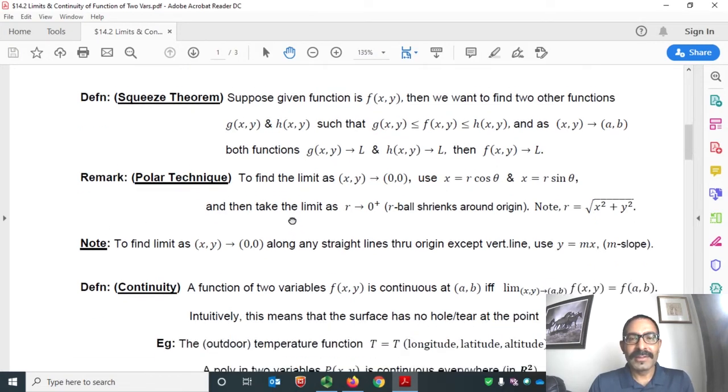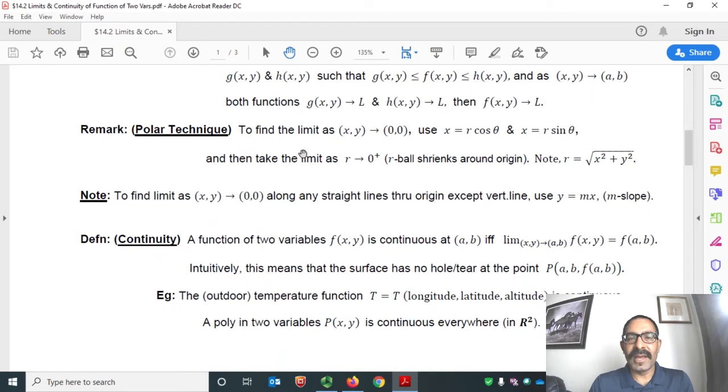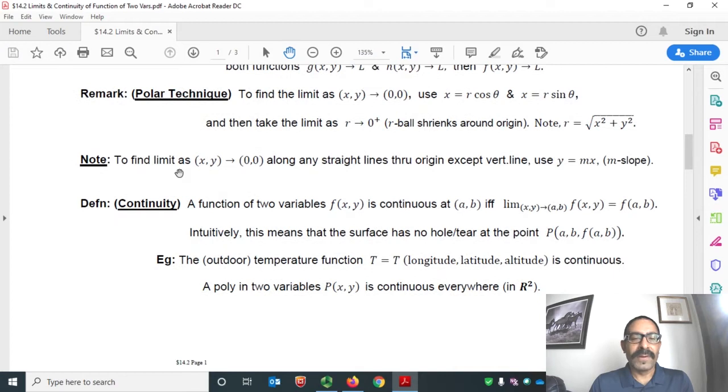Quick remark on the polar technique. To find the limit as (x,y) approaches the origin, use x equals r cosine theta, y equals r sine theta. Then we have x squared plus y squared equals r squared, and as (x,y) approaches 0, r approaches 0 from the positive side. Great. Quick note: to find the limit as (x,y) approaches 0 along any straight line through the origin except the vertical line, use y equals mx, where m is the slope.